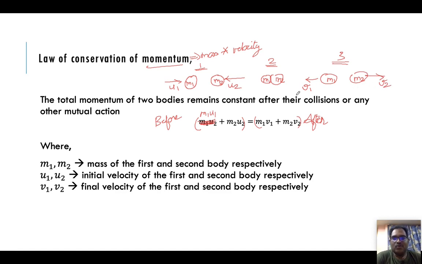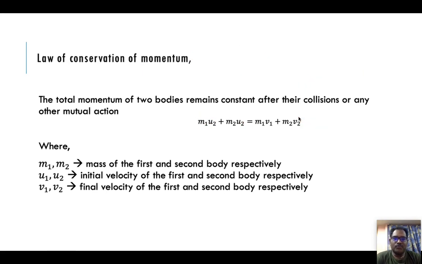So all these three phenomena, 1, 2 and 3, combined together will be this equation: m1 u1 plus m2 u2, the first condition, then it collides, then the third condition, m1 v1 plus m2 v2. This law of conservation of momentum will be used to solve the problems.